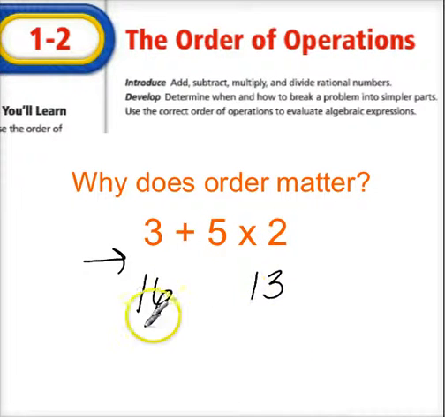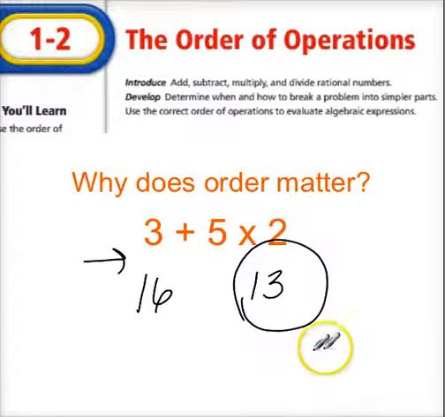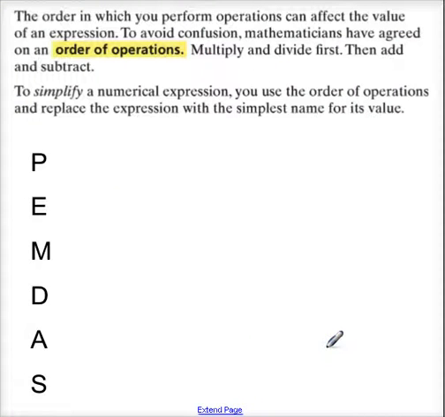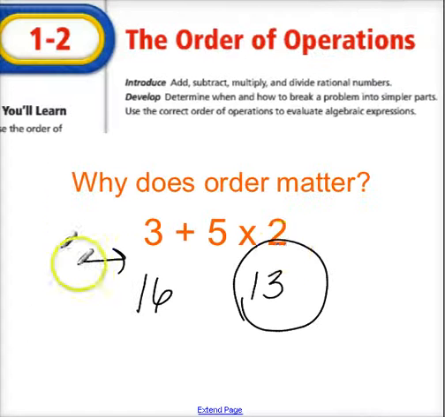So two very different answers. This is the correct one. If you don't follow the order of operations, you can get the wrong answer. When we simplify a numerical expression, you use the order of operations to replace the expression with the simplest form. For example, this was an expression. We simplified it down to its most simplest form.